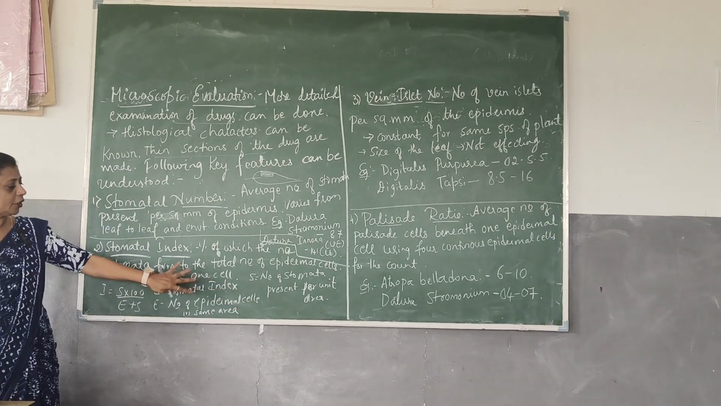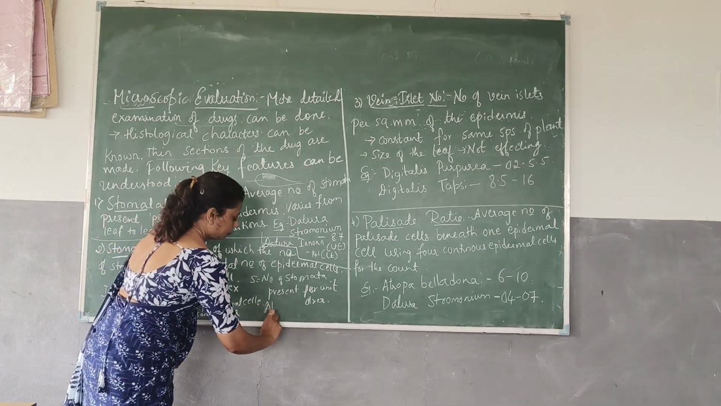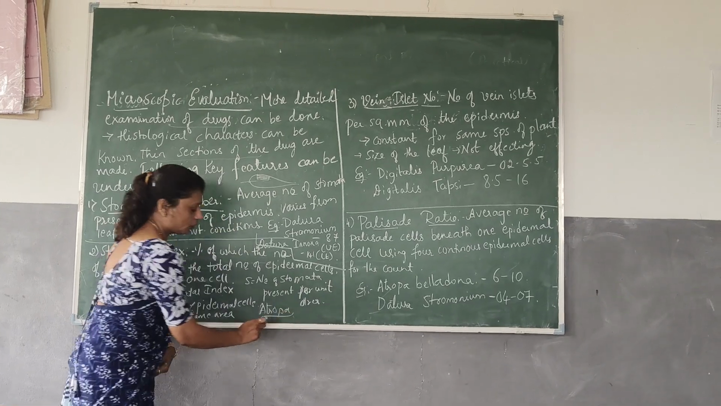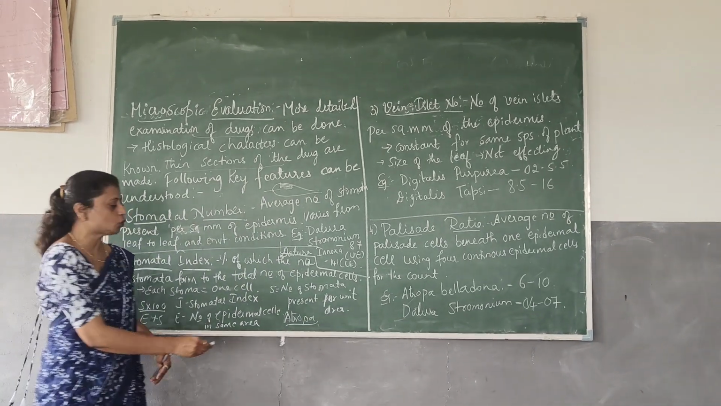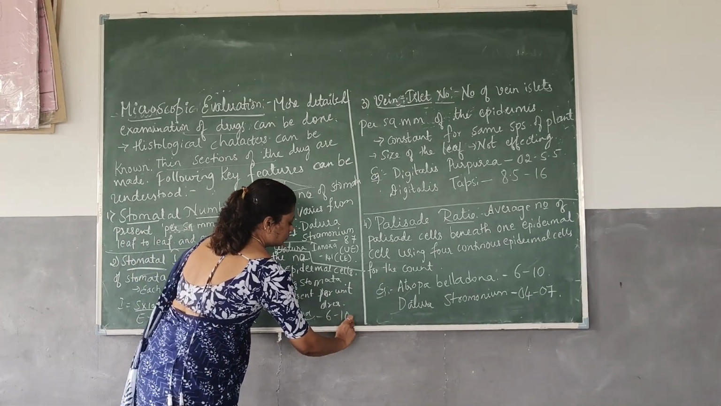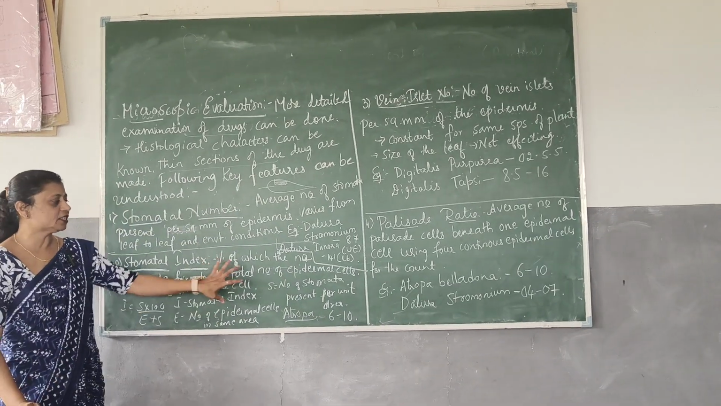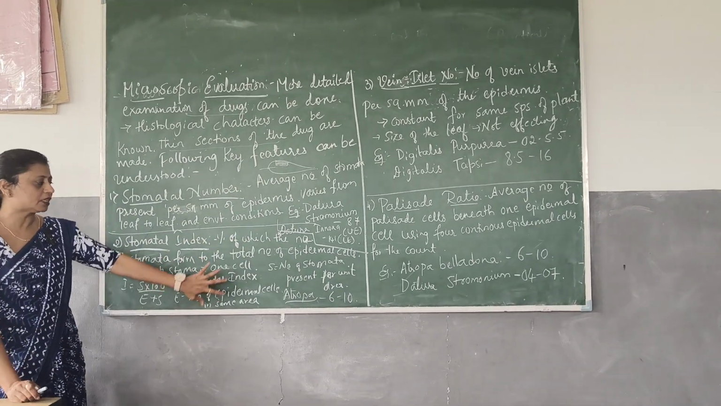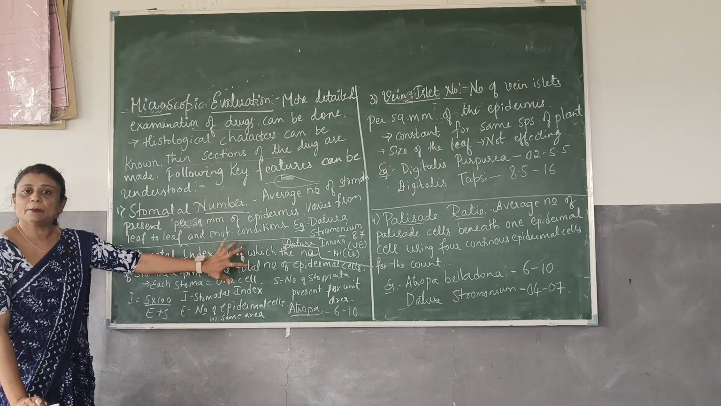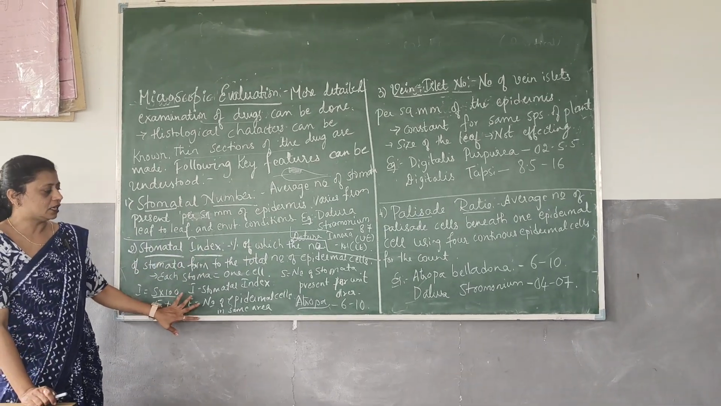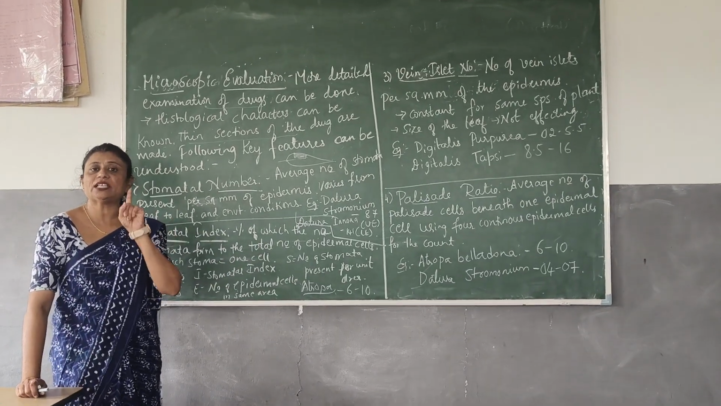Here the example is Atropa belladonna. The average stomatal index is 6 to 10. So the stomatal index is the percentage which the number of stomata form of the total number of epidermal cells, and each stoma is counted as one cell here.